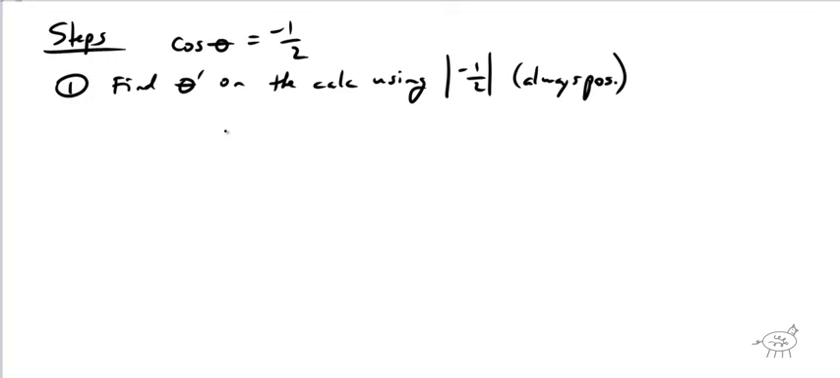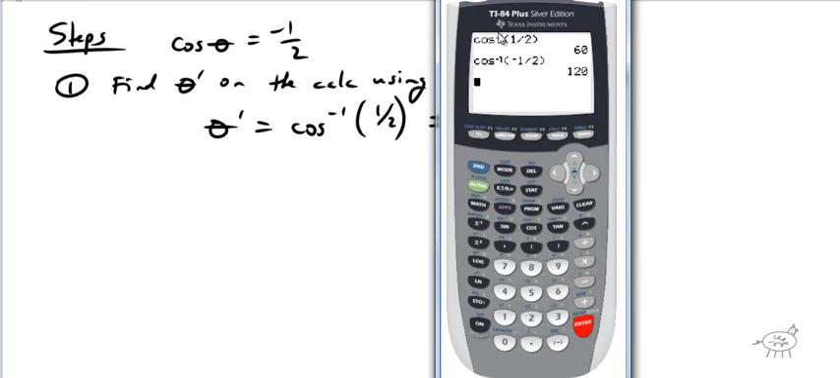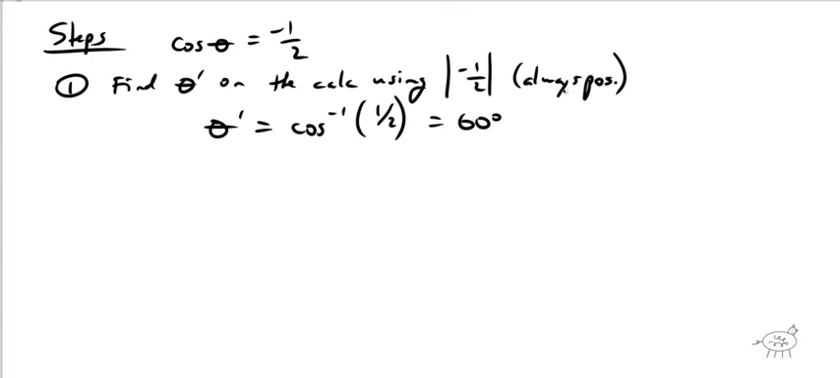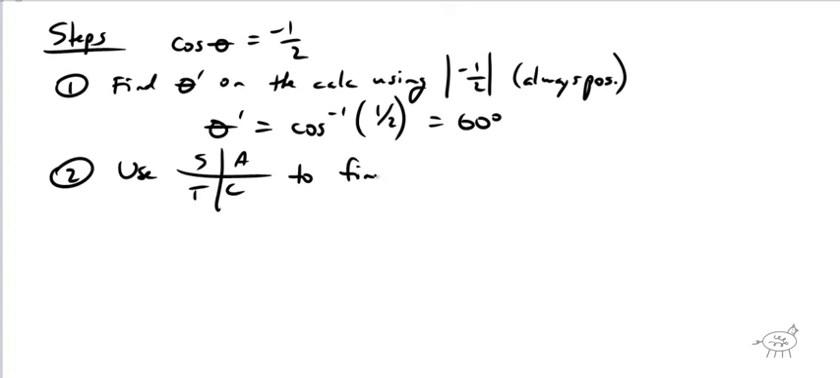And so when I do that in the calculator, as I already showed you, your theta prime then is going to be inverse cosine of positive 1/2, which then will give you 60 degrees. We already did that one, right? There's the top one, inverse cosine 1/2. So that's your first step. And the second step then is use All Students Take Calculus to find the answers manually.